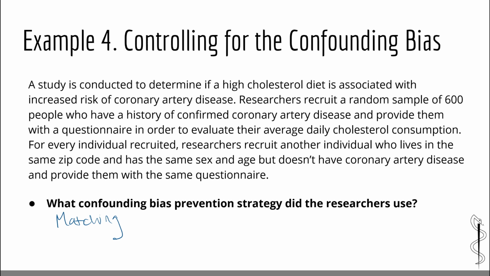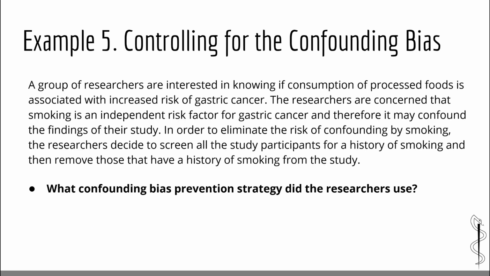This technique aims to compare very similar individuals in order to ensure that if any confounding variables exist, they cancel out. Next example. A group of researchers are interested in knowing if consumption of processed foods is associated with increased risk of gastric cancer. The researchers are concerned that smoking is an independent risk factor for gastric cancer, and therefore it may confound the findings of their study.